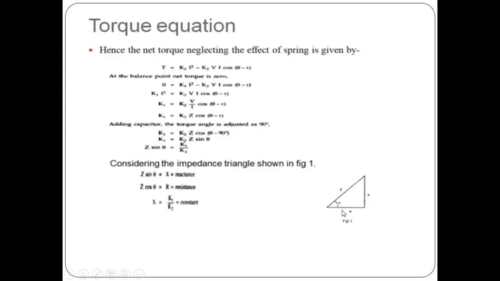Using the impedance triangle, there is Z, R and X. Z sin theta means X, the reactance. So in replacement of this, we write X, and K1 by K2 equals a constant. This is the torque equation of the reactance relay.